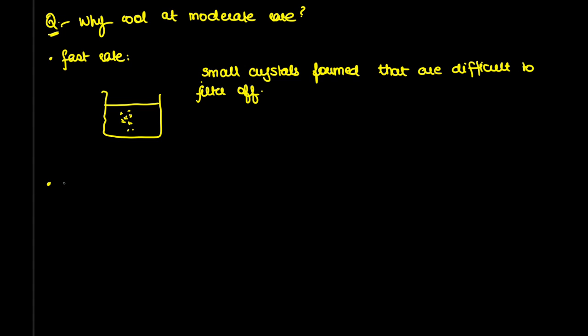And what will happen at a slow rate then? Just give it a thought. When I cool at a slow rate, large crystals will be formed. Now the problem with large crystals is that water is trapped inside the crystals, making them impure. So large impure crystals are formed.